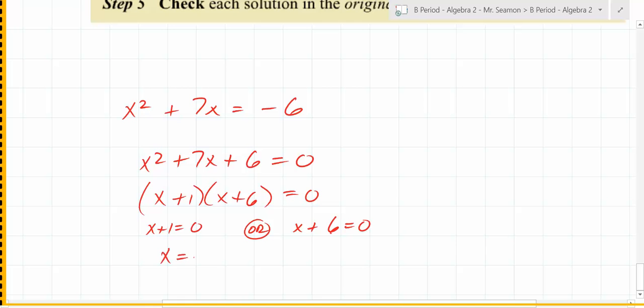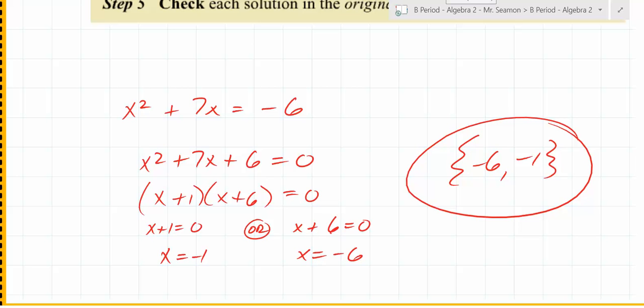So x equals... or x equals... So you write it as -6 comma -1. Exactly. Do things get a little bit more entertaining?